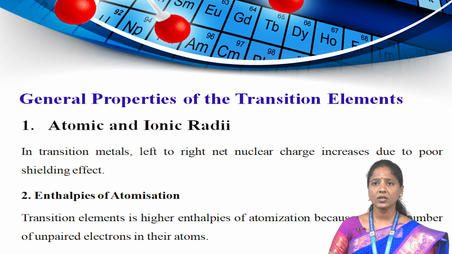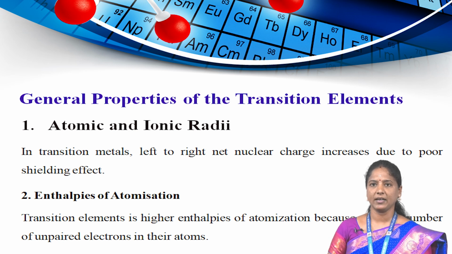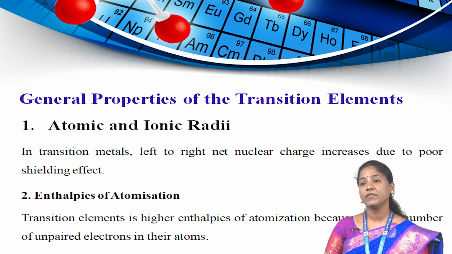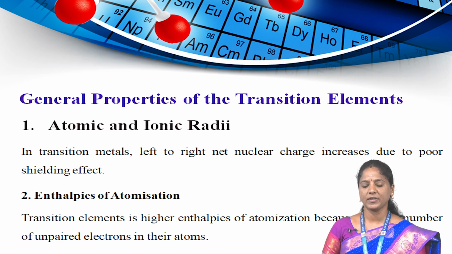First one, atomic and ionic radii. In transition metals, from left to right, net nuclear charge increases due to poor shielding effect. Due to this, the atomic and ionic radii for transition elements for a given series show decreasing trends for the first 5 elements and then become almost constant for the next 5 elements of the series.